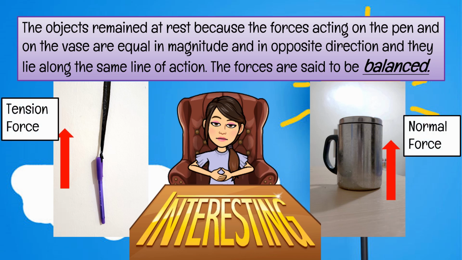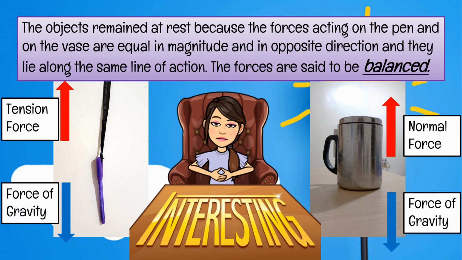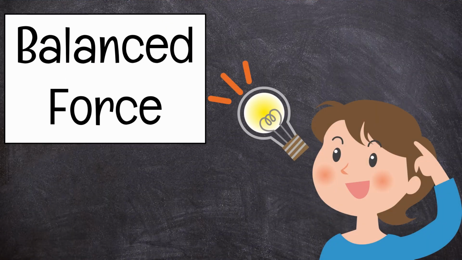So, for example here, the example we had earlier, you have the hanging pen and the jar on top of the table. The tension force and the normal force counteract the force of gravity which pulls the objects downward. So what happens is that it counteracts, meaning the forces cancel out, which is why they do not move. Because both of them exert the same magnitude of force in equal and opposite direction. So, again, what is balanced force?